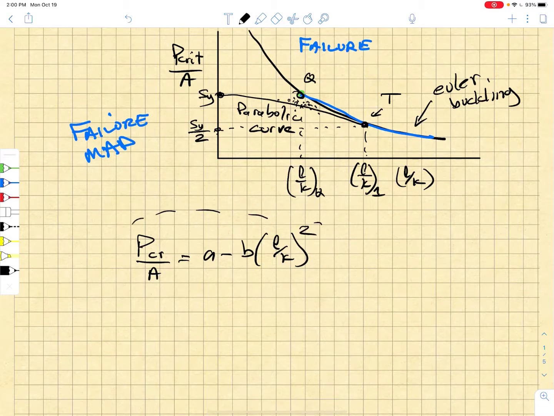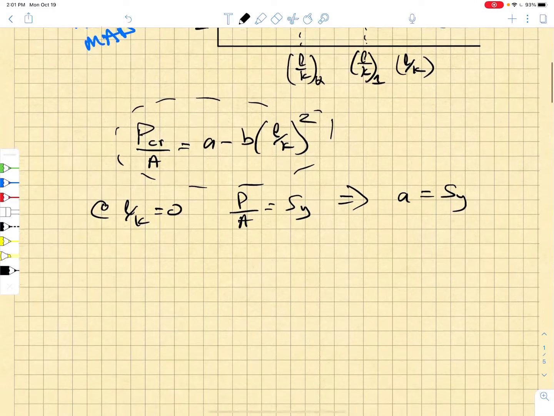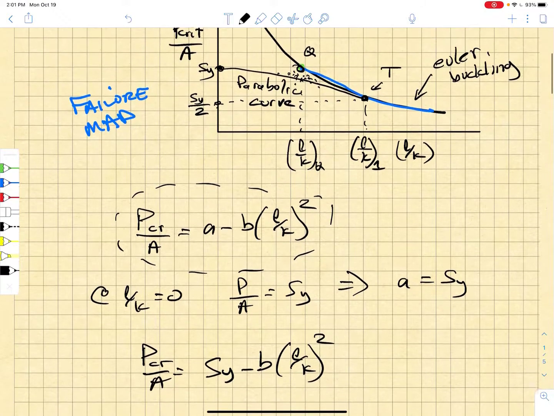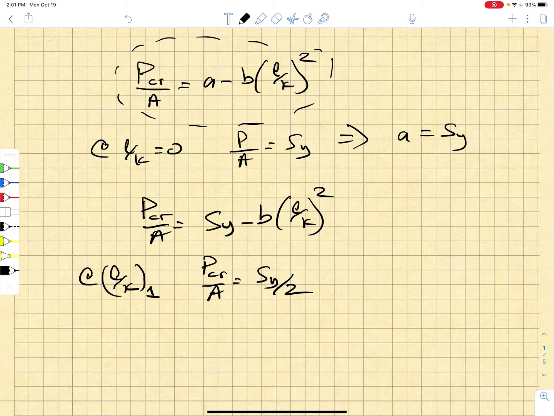So we go back to this parabolic formula right here, and we realize that at L over K equal to 0, P over A is equal to SY, which implies that the constant A is just equal to SY. So we have one of our constants in the parabolic formula. It is simply SY minus B times L over K squared. The other thing we know is that at L over K1, the critical load over A is equal to SY over 2. And so we can then find B by identifying what the L over K1 is.